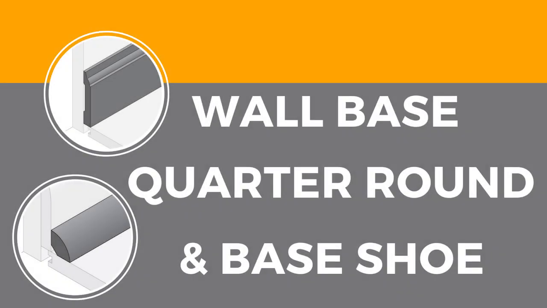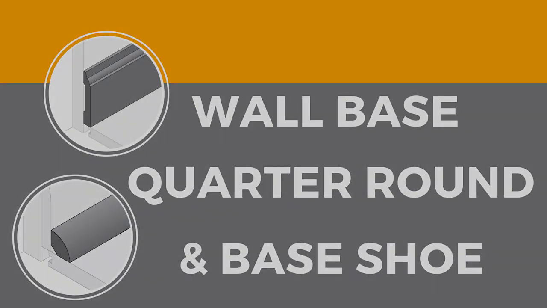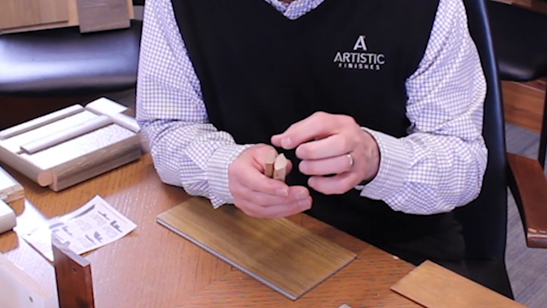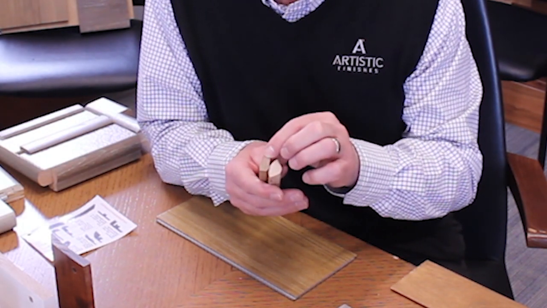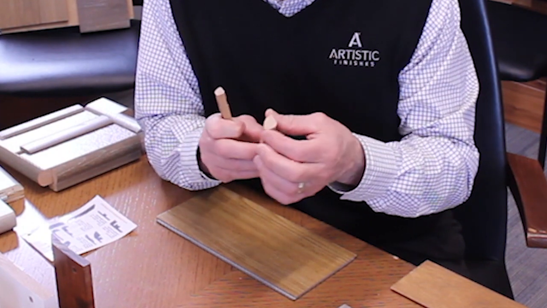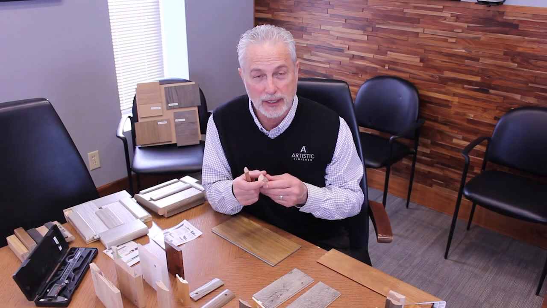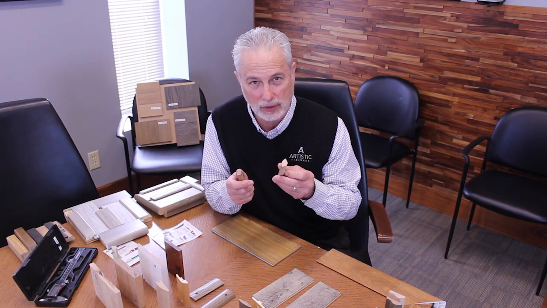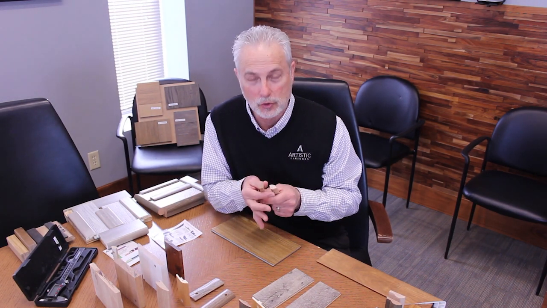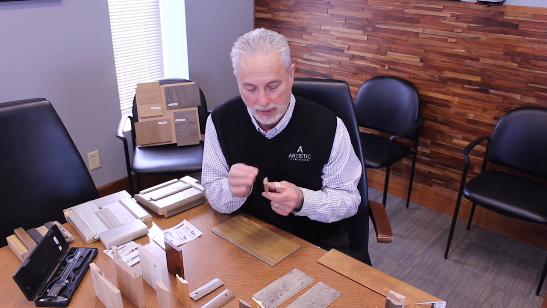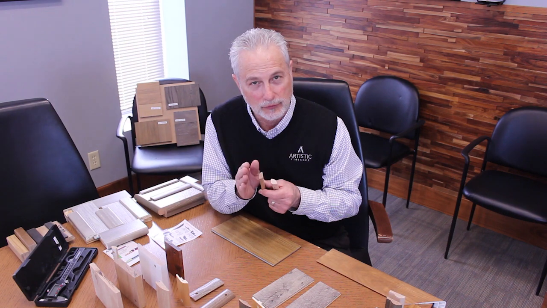Wall base and quarter round and shoe. Know that the only difference between quarter round and shoe is a 1/2 inch by 3/4 versus 3/4 by 3/4 on the quarter round. Hence the name quarter round. 3/4 by 3/4 in shoe. Base shoe would be a little more technical, is a 1/2 inch by 3/4.